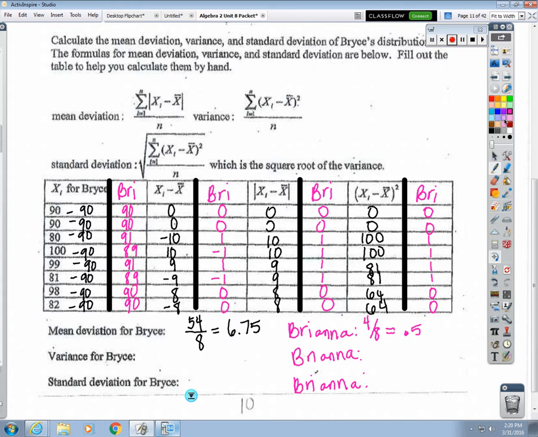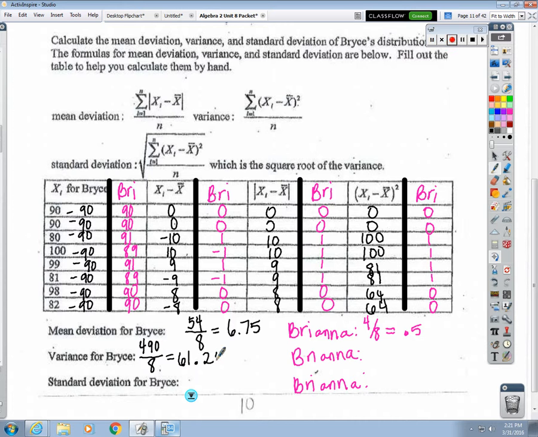Okay, next we find the variance for Bryce. To find the variance, you're adding up the deviations once they've been squared. Well, isn't that this column? Okay, so add up those numbers. That's summation. That means add them up. Okay, it's 490 and we divided by 8 because weren't there 8 test scores? So what is Bryce's variance?